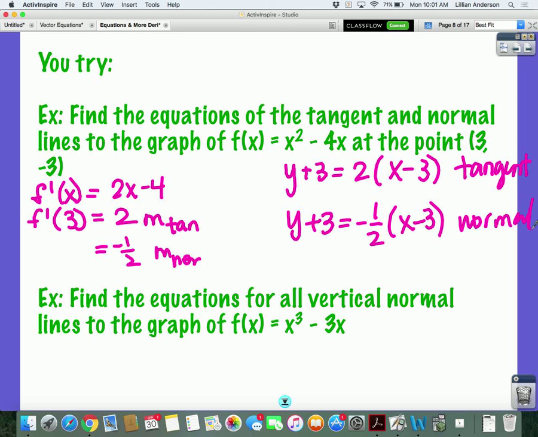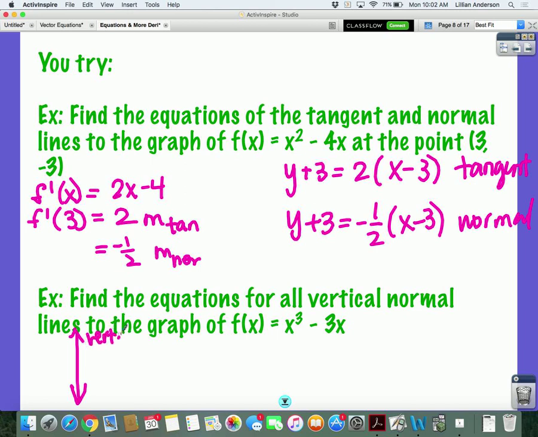For this one, it says find the equations for all vertical normal lines to the graph of x to the third minus 3x, okay? Now you already know that if it's a vertical normal line, what's the slope of a vertical line? Vertical lines have a slope of what? Algebra 1. What's the slope of that line? There is no slope. It's a trick question. Okay?